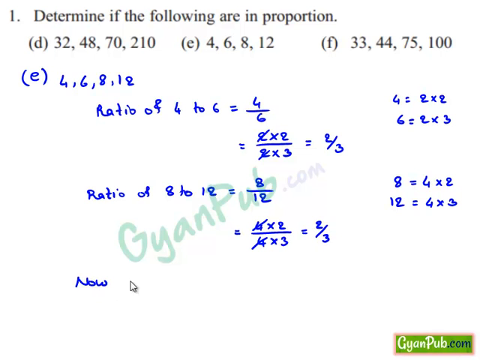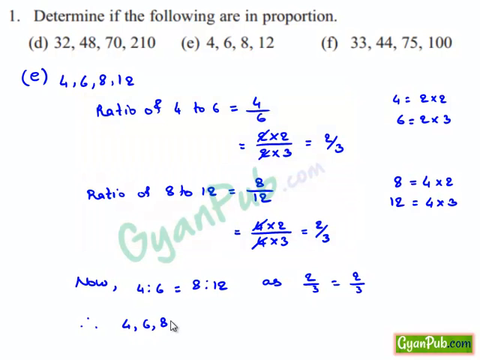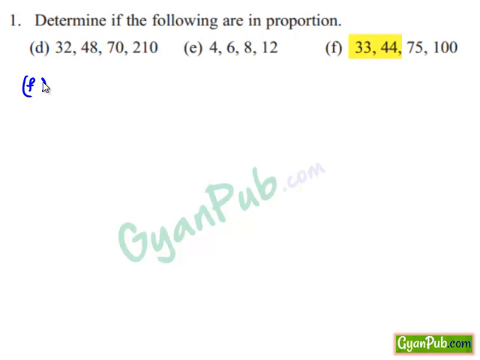Now from the above two ratios, we can observe that 4 is to 6 is equal to 8 is to 12, as 2 upon 3 is equal to 2 upon 3. Therefore 4, 6, 8, 12 are in proportion, as we know that if two ratios are equal, then they are in proportion. Take down the last bit, that is 33, 44, 75, 100.